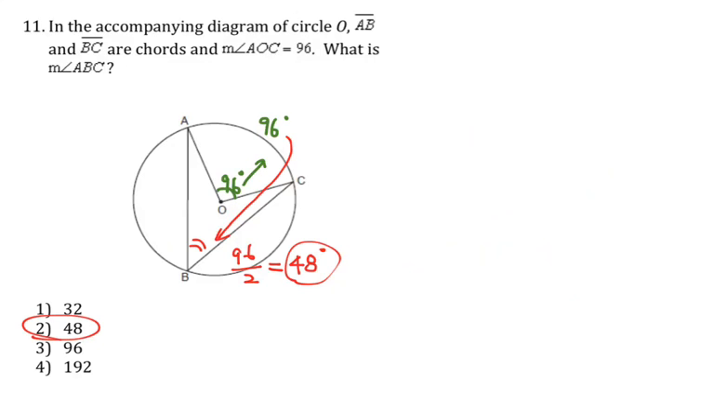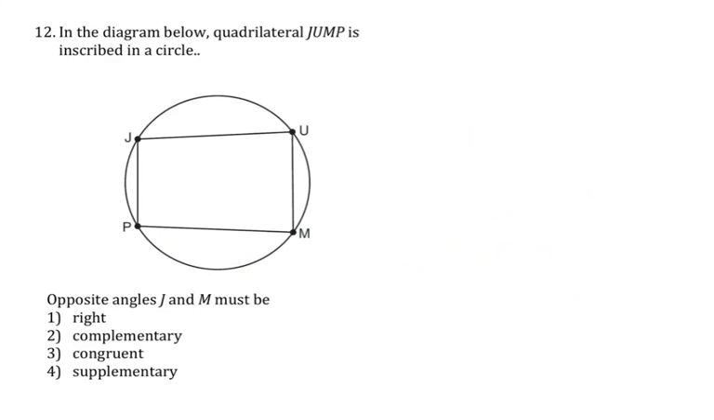All right, let's move on. Number 12. Since the quadrilateral is inscribed in the circle, all 4 points are on the circle, we call this one a cyclic quadrilateral.